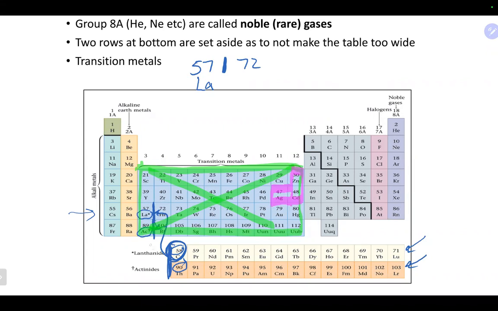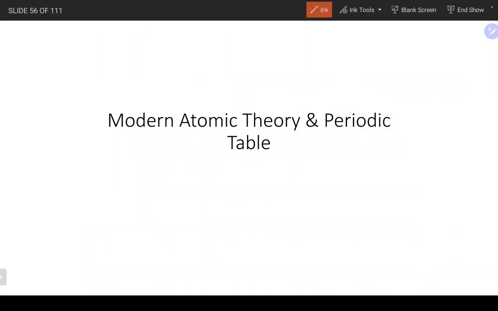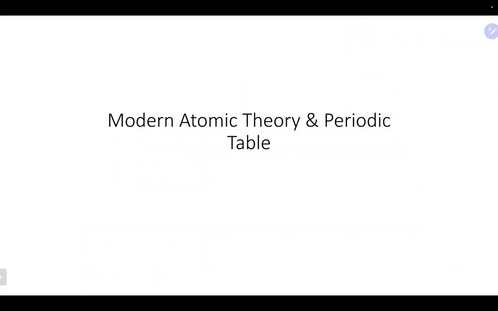That's also why these 2 rows on the bottom, which technically go right in there, are sometimes referred to as inner transition metals, because they technically go in the middle between where the transition metals are. Any questions on that? So obviously you do need to know the periodic table, the names of the groups, which way groups go, which way periods go, where metals, non-metals, and metalloids are, and some characteristics of those things. Any questions on that?